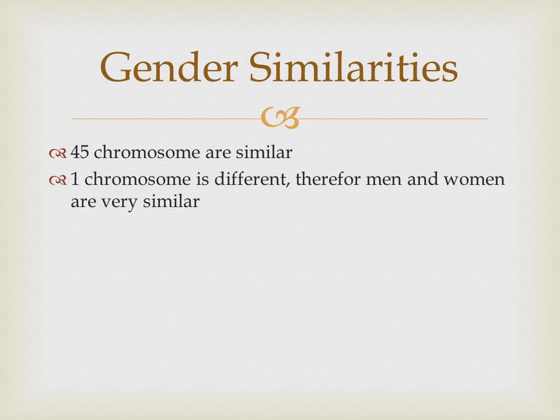So first let's talk about some gender similarities. Pretty much a male and a female are biologically the same. We have 45 chromosomes that are similar, and the only one other chromosome that is different is going to tell you that you're a man or a woman. So the majority of the other 45 chromosomes are pretty much similar.